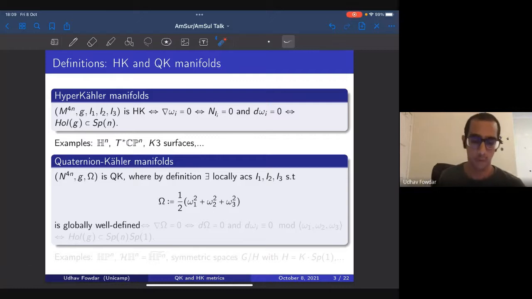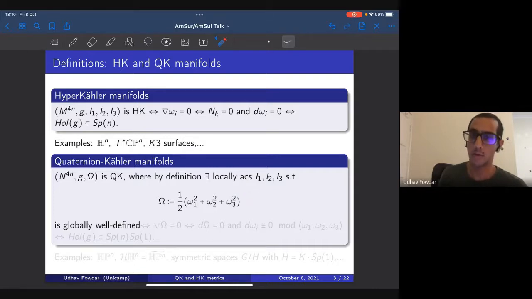So Quaternion-Kähler manifolds are also Riemannian manifolds, which occur in dimensions that are multiples of 4. And these have an underlying four form that defines the quaternionic structure. This is defined as follows. You want that locally on your manifold, on an open set, you can choose a triple of almost complex structures, I1, I2, I3, which behave like the imaginary quaternions. Again, the four form is defined by the following expression here.